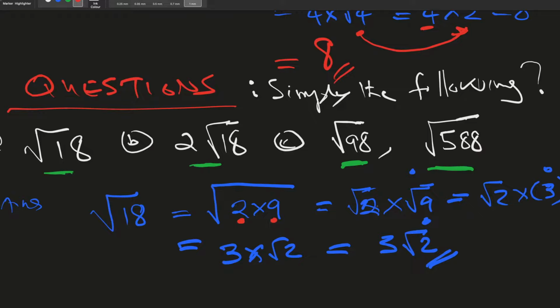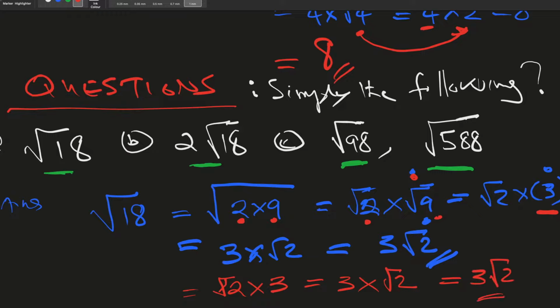So we separated them and said root 2 and root 9. Now we realize that we cannot find the square root of 2, so we maintain it. But we're able to find the square root of 9, and we place it here. And this root 2 times 3 is the same as 3 times root 2. So the final answer is 3 root 2. That's the simplified form.